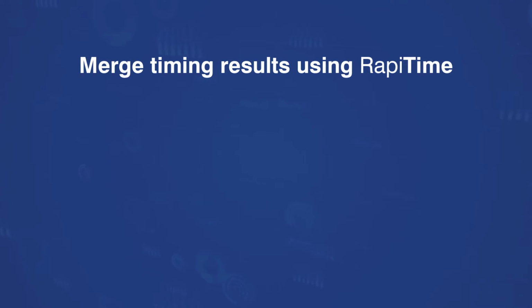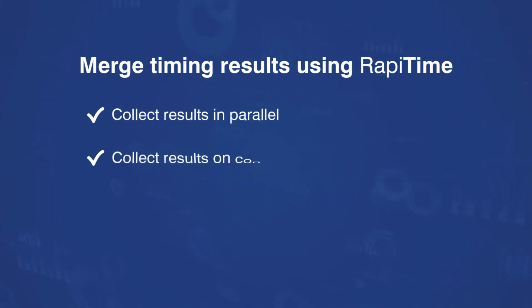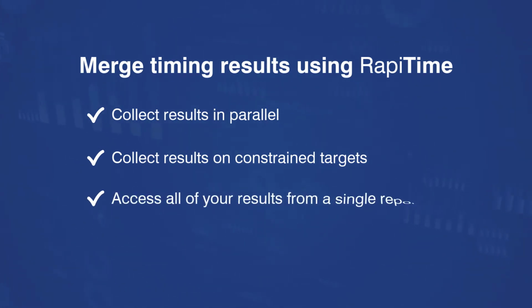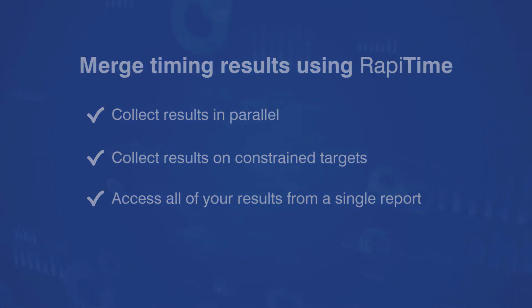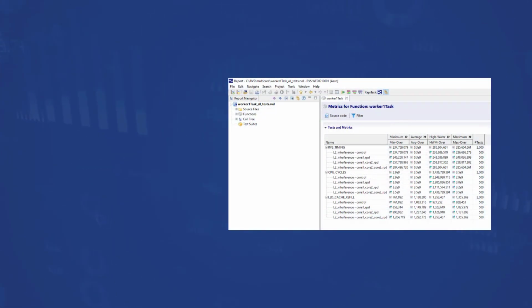RapiTime lets you merge results you collect from different test runs. This helps if you want to collect results in parallel on multiple instances of your platform, supports testing on platforms with limited data collection capabilities, and lets you merge results from different tests so you can access all of your results from a single report. In our demo, we collect our results in 2 batches, which we merge to produce a final report.